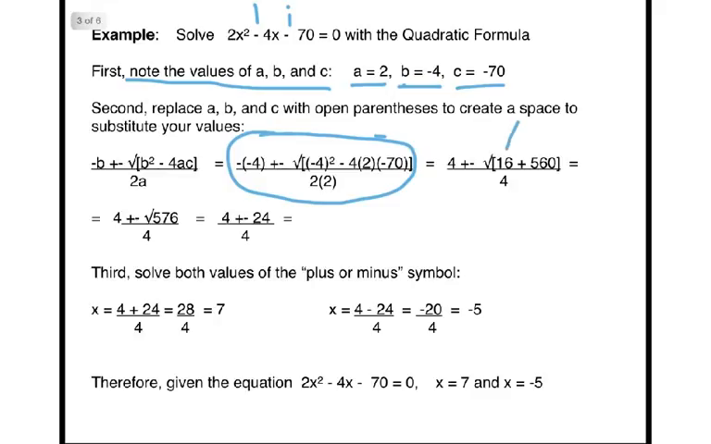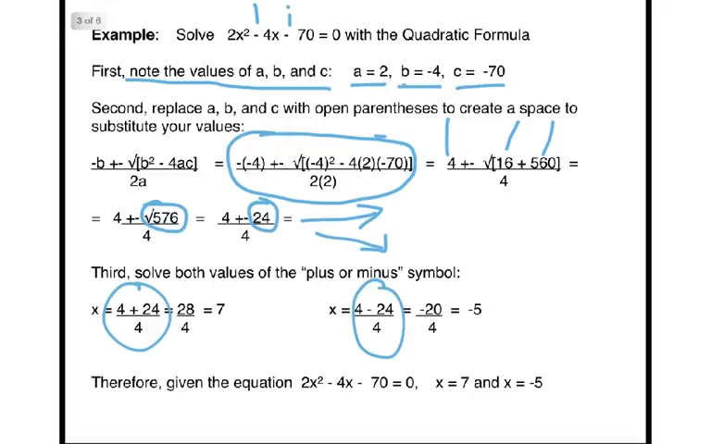Next, I square my b term, I multiply 4 times a times c, and I deal with any double negatives if I have them. Next, I add the two numbers in the radical together, and then simplify the radical if possible. And again, I use two arrows to show my two different solutions. Here they are. 4 plus the 24 over 4, and 4 minus 24 over 4. Giving me two different answers, 7 and negative 5. And if you plug either of those numbers into this equation, it will indeed equal 0. And that's how you know you have the correct solution.